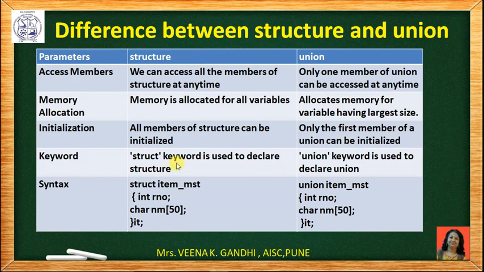Now the struct keyword is used to declare a structure. The union keyword is used to declare a union. A syntax: struct item master having a roll number, array no, and name. Then we declare the variable after the closing braces here. Again here, union tag name, then members. After the closing braces we can give the name here.